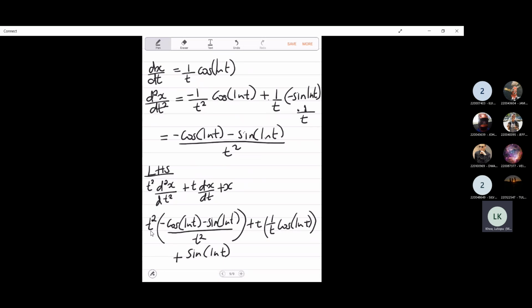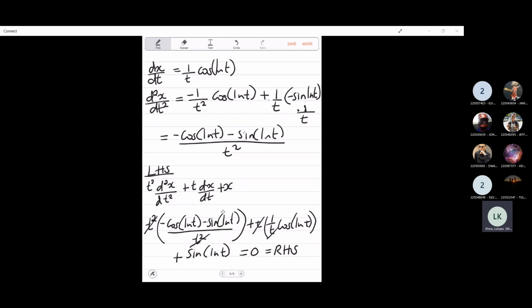So over here, the t squared will cancel. The t here will cancel. And you can see that minus cos ln of t, positive cos ln of t, those two will cancel. Minus sine ln of t, positive sine ln of t, everything cancels, and this is equal to 0, which is our right-hand side. So that is how you show it. It's just a matter of substituting, nothing particularly difficult there.